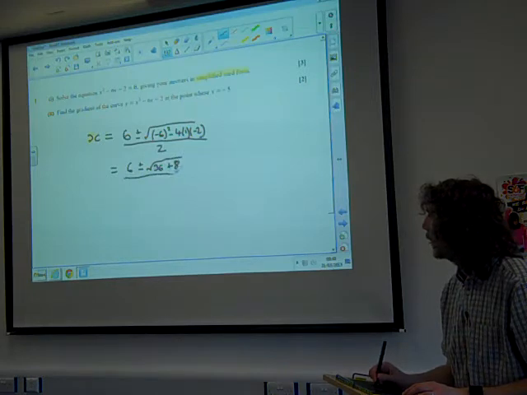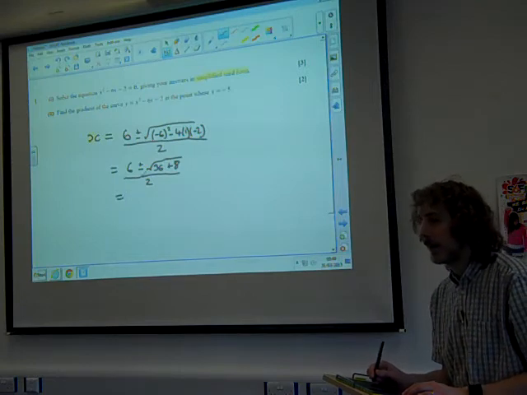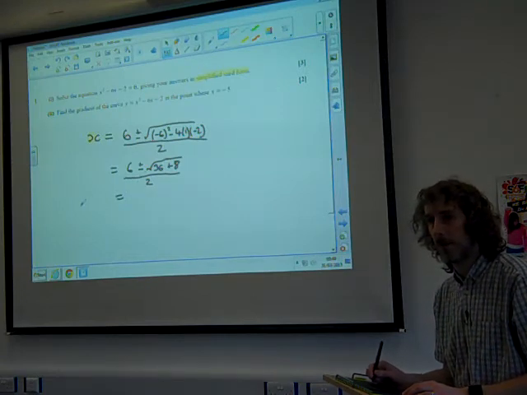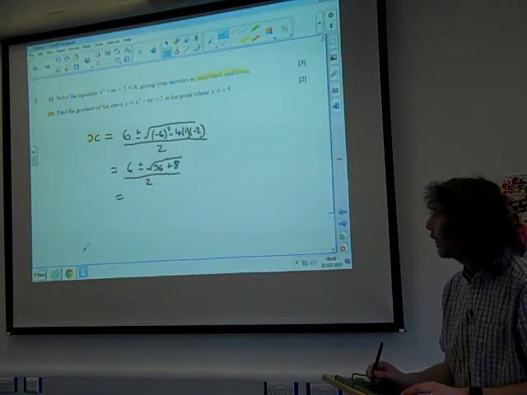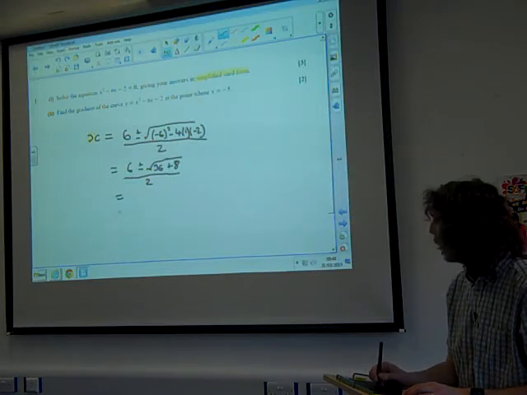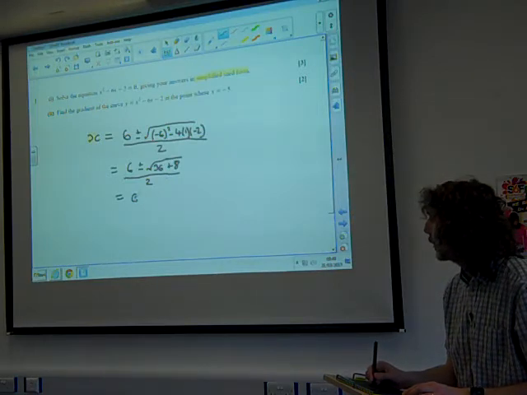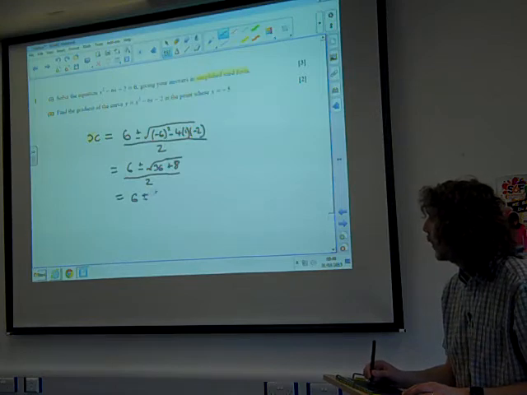I know my groups, one of the things that catches them out over and over again is dealing with negative numbers and multiplying negative numbers and sorting that kind of thing out. So we've got to be really, really careful in this. So we've got 6 plus or minus root 44.